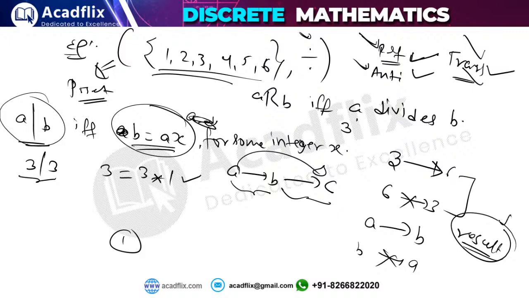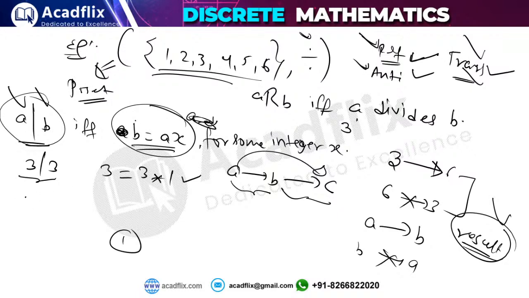So in group theory, the result is of our interest. We are interested in the result. But in relation, basically we just want to see whether this element divides this element or not. The definition for division is this: A divides B if and only if B can be written as A into X for some integer X.